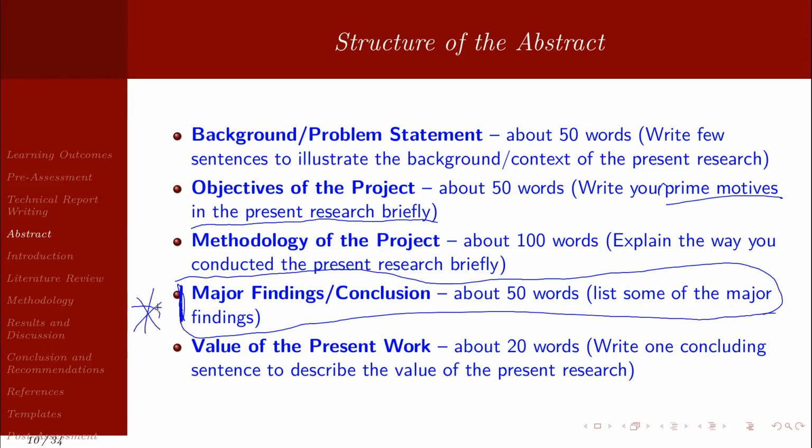So what you have done. What are the fruits coming from your work, that you should list concisely. And finally, you can write one concluding sentence, which will highlight the value of your present research. So these are some of the things which you should include in your abstract. Any question or comment regarding these points? Anything?